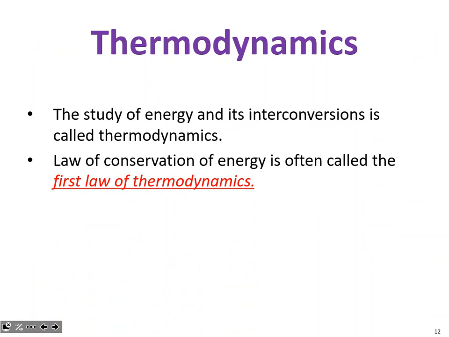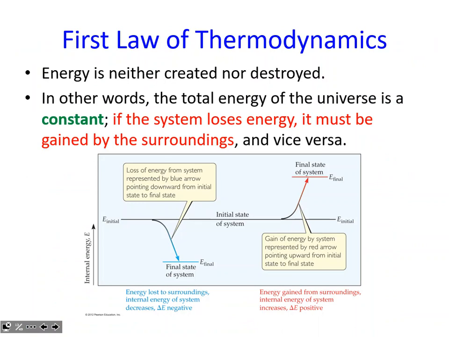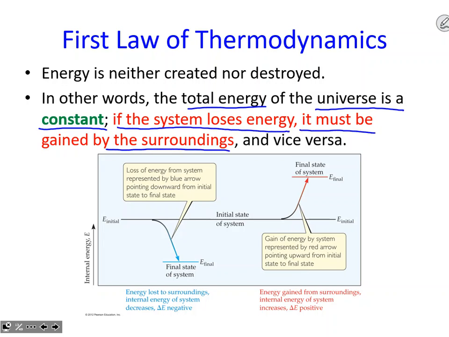Okay, so the law of conservation of energy gives us the first law of thermodynamics. Energy is not created or destroyed. That is the first law. So what do you need to write down? This is probably what you need to write down: the total energy of the universe is constant. If you haven't already written that down. And then this part: if the system loses energy, it must be gained by the surroundings, and it is of equal magnitude.